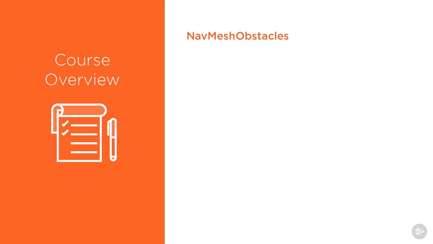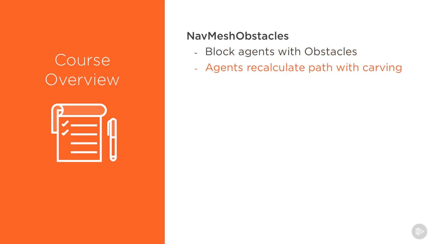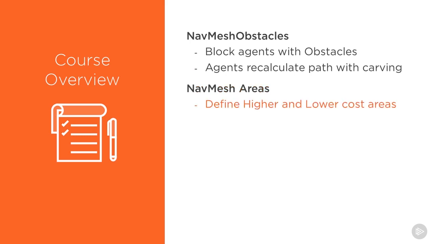Next, we'll cover NavMesh obstacles, and we'll learn to block agents with obstacles and force agents to recalculate their path with carving. Then, we'll define some NavMesh areas. We'll have higher and lower cost areas to give agents a preference on which paths to take.